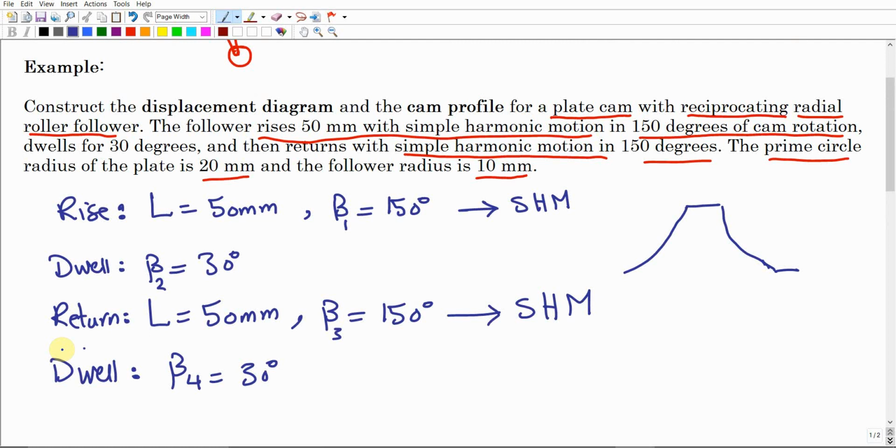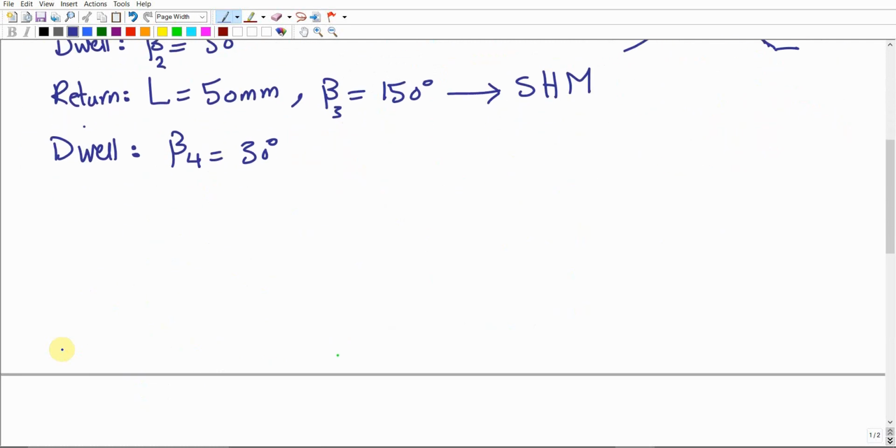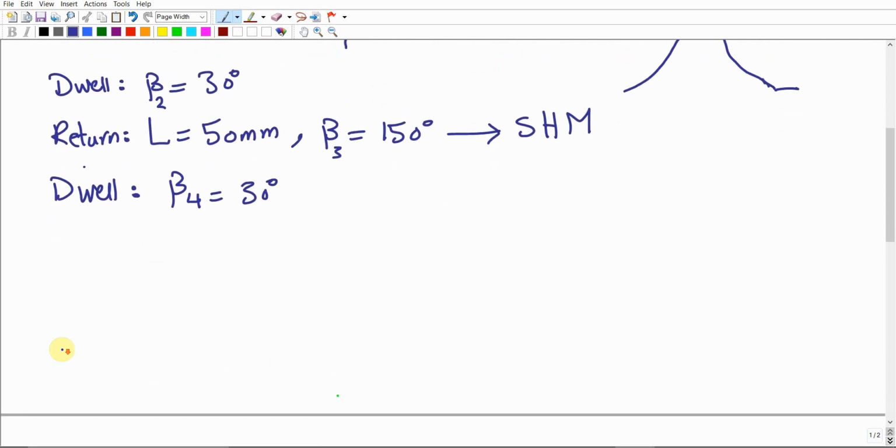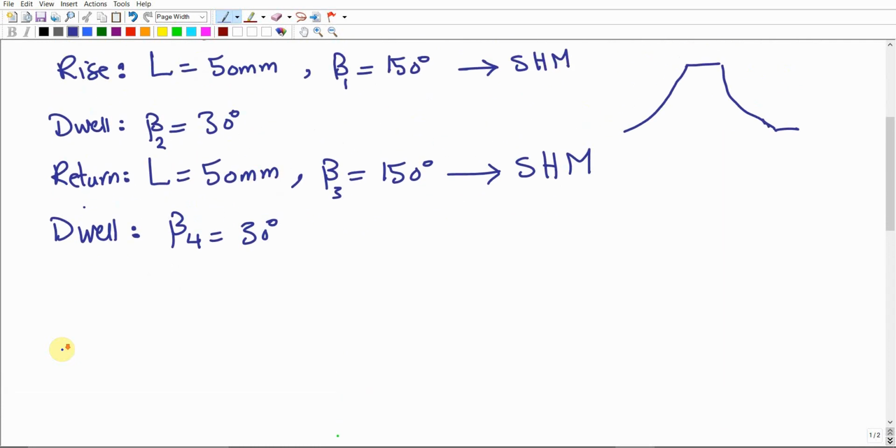So this is like the written description of the plan. Even before you start, it is highly recommended to have an idea about the displacement diagram.